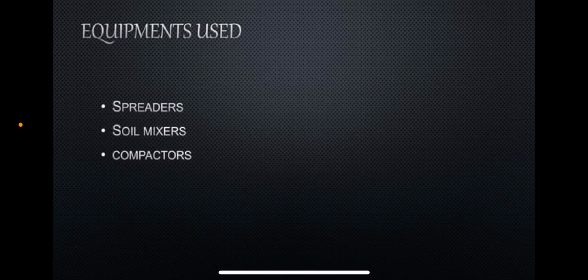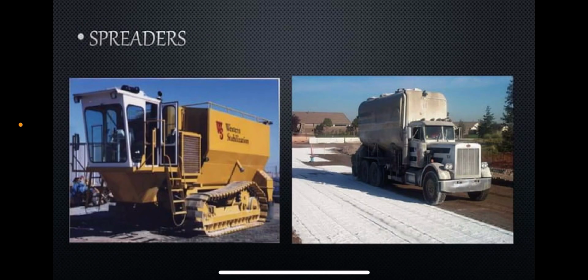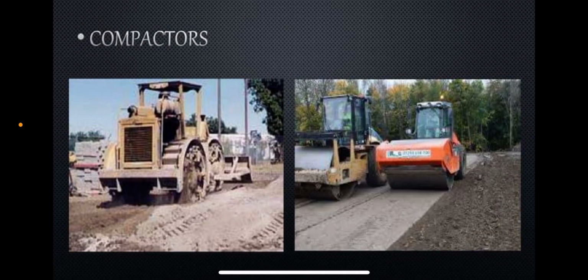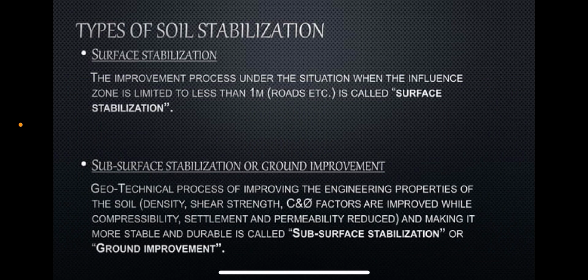Equipment used: spreaders, soil mixers and compactors. So this is the spreader, this is the soil mixer, and this is the compactor. And the types of soil stabilization: surface stabilization and subsurface stabilization.